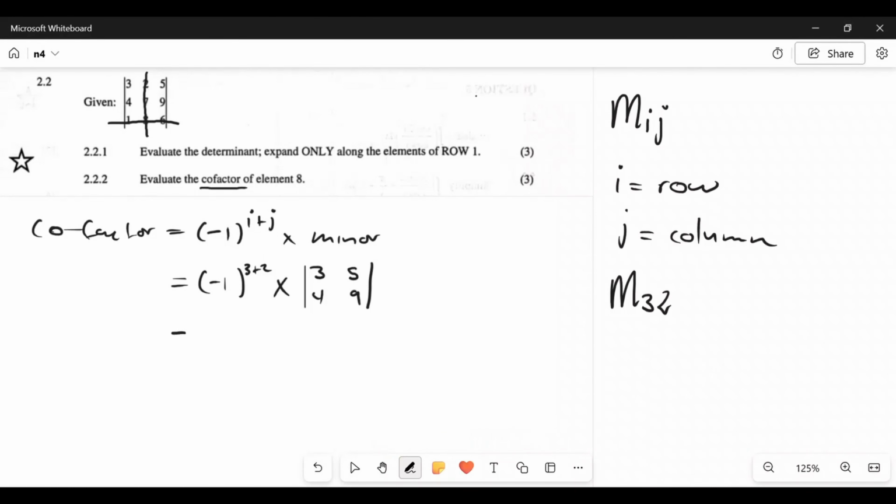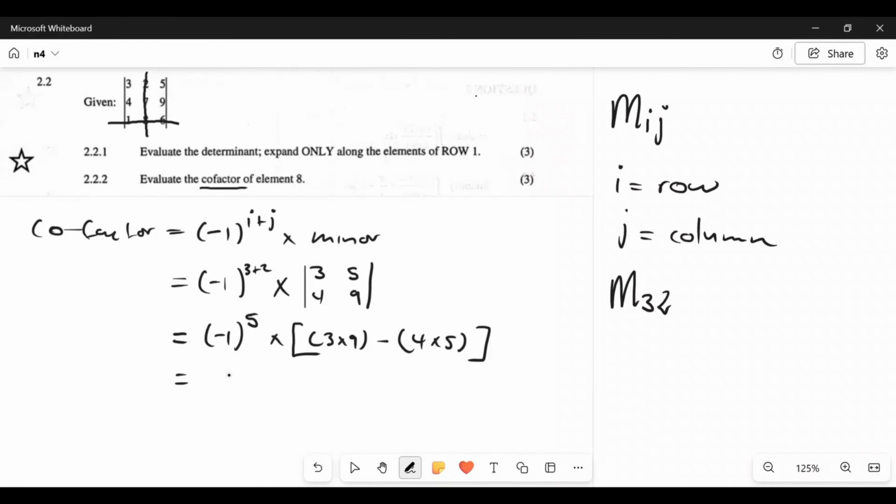When we continue, we're going to have negative 1 to the power of 2 plus 3. That is going to give us 5, multiplied by, let's continue here, the first entry and the last entry, which is 3 multiplied by 9, minus the second entry and the third entry, which is 4 multiplied by 5. Then we close the bracket there.